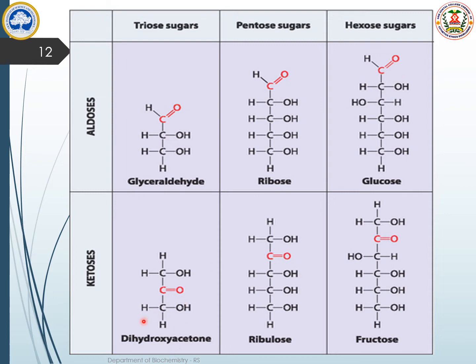And the example of keto triose is dihydroxyacetone, which is found to have 3 carbons in the structure and keto functional group. Ribulose is an example of keto pentose, which has 5 carbons in the structure and keto functional group, and fructose is an example of keto hexoses, which has 6 carbons in the structure and keto functional group.